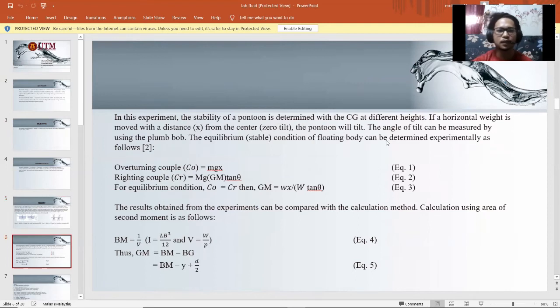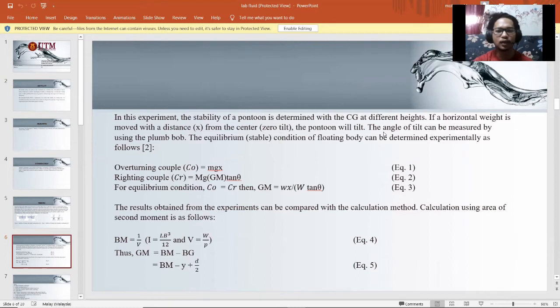In this experiment, the stability of the pontoon is determined with the CG at different heights. If a horizontal weight is moved to a distance from the center, the pontoon will tilt. The angle of tilt can be measured by using the plumb bob. The equilibrium condition of a floating body can be determined experimentally as follows. There are three equations: overturning couple, righting couple, and the equilibrium condition. The results obtained from the experiments can be compared with the calculation method.